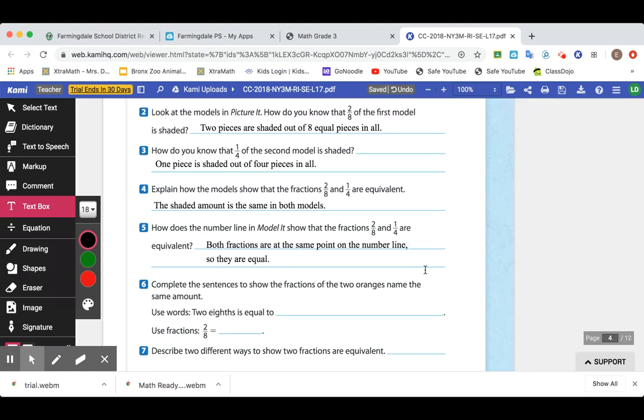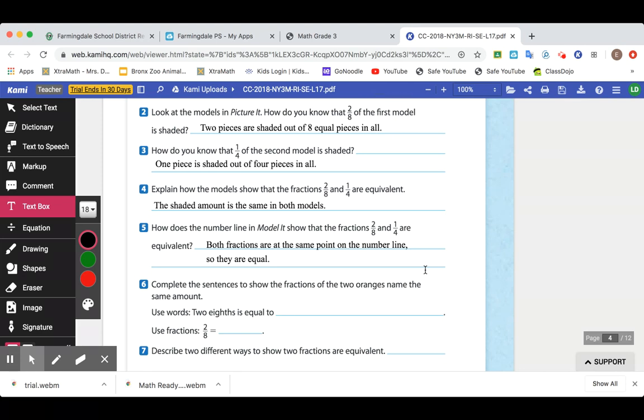Make sense? Okay. So it says complete the sentences to show the fractions of the 2 oranges name the same amount. Am I reading that correctly? Complete the sentences to show the fractions of the 2 oranges name the same amount. It's a very clumsy sentence. Okay, so it says use words.